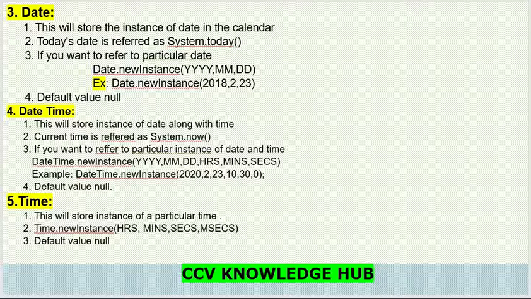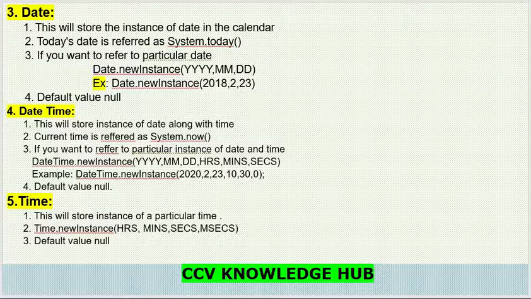The next one is Datetime. This will store an instance of a date along with the time. The current time is referred to as System.now. This will show the complete hours, minutes, seconds, all this information. If you want to refer to a particular instance of date and time, we can use the function Datetime.newInstance with year, month, date, hours, minutes, seconds. The default value of Datetime is null.